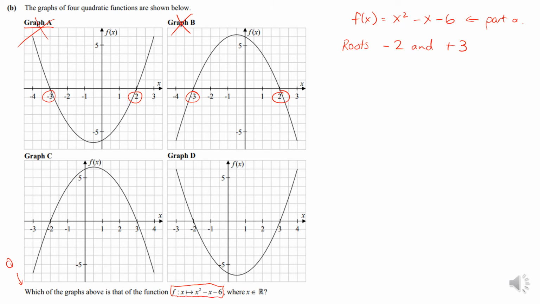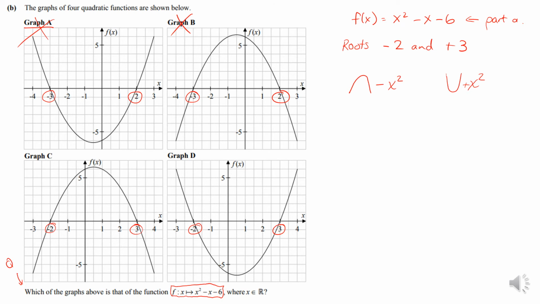So let's just check the roots on C and D. We have minus 2, which is correct, and plus 3, and minus 2 and plus 3. So the roots are okay in these ones. So what's different about C and D? Well, one is hill shape and one is U shape. And you'll have learned that when you have a quadratic function with a plus or positive x squared term, that you have a U-shaped graph. If you have a negative x squared term, you get a hill-shaped graph.